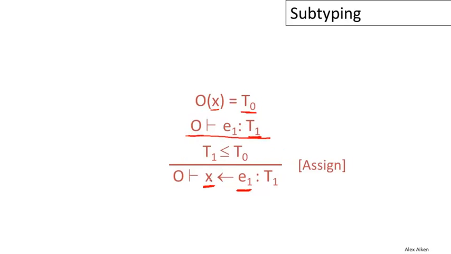Well, it has to be possible for X to hold a value of type T1. So X's type T0 has to be a supertype, has to be bigger than the type T1. So if this constraint is satisfied, then the assignment is correct.